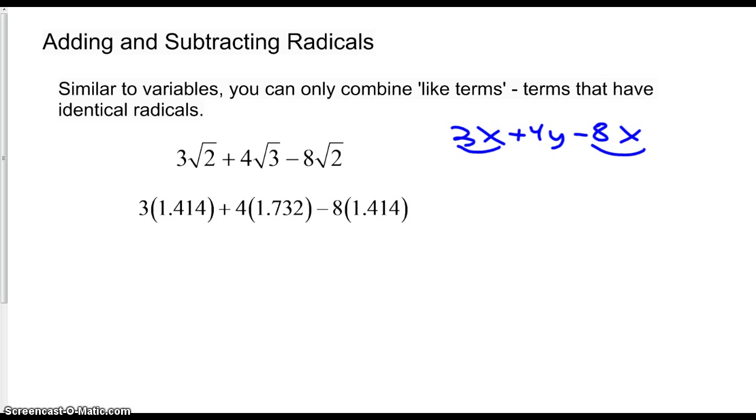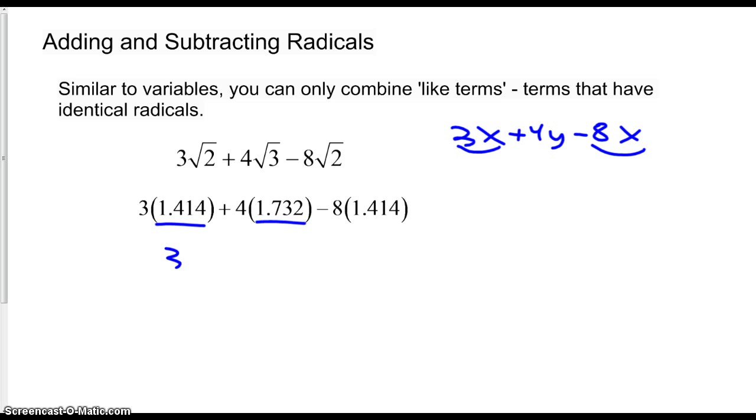If I have 3 times the square root of 2 plus 4 times the square root of 3 minus 8 times the square root of 2, well, these radicals represent numbers, right? Square root of 2 is 1.414. Square root of 3 is 1.732, right? I don't want to be adding a 3 square root of 2 to a 4 square root of 3 because it's different quantities that are adding, right?